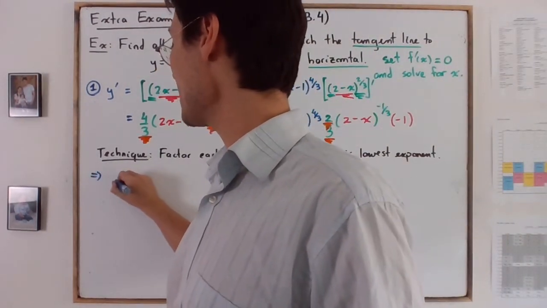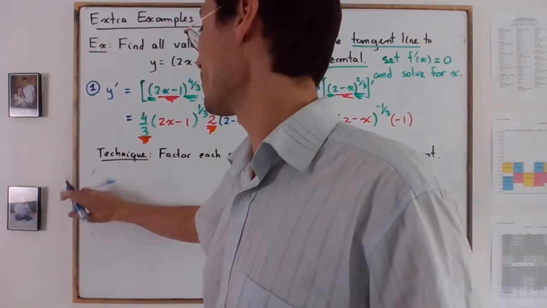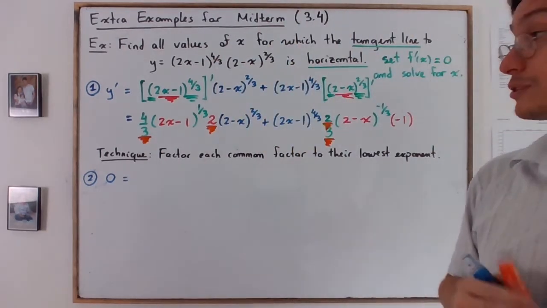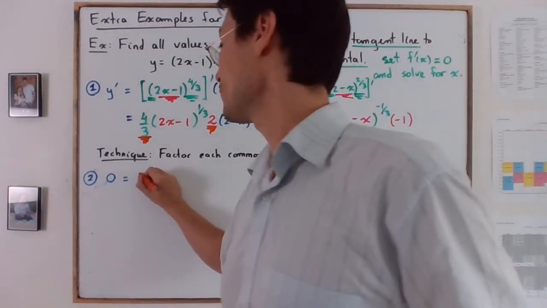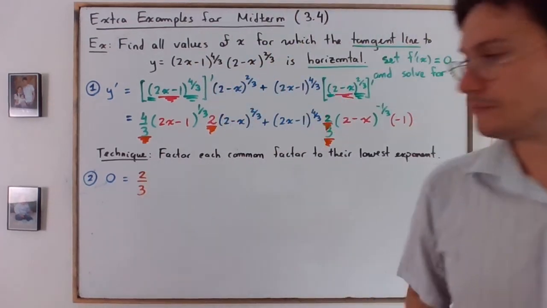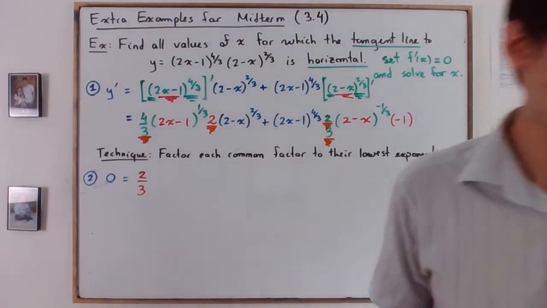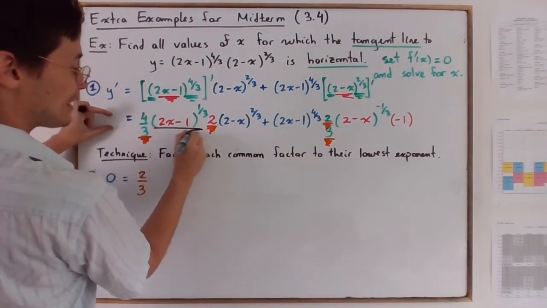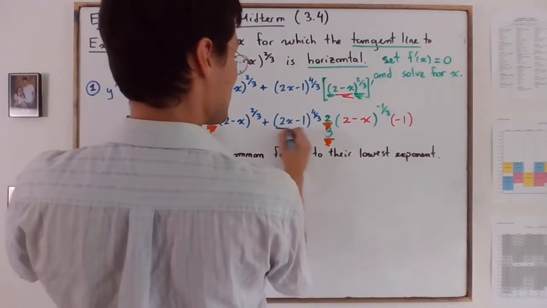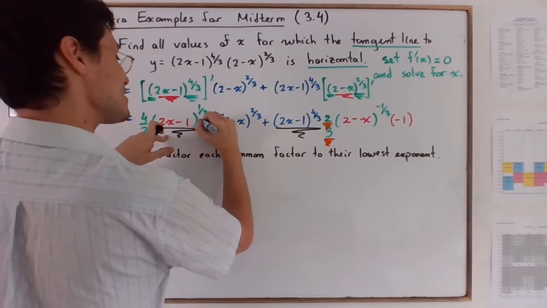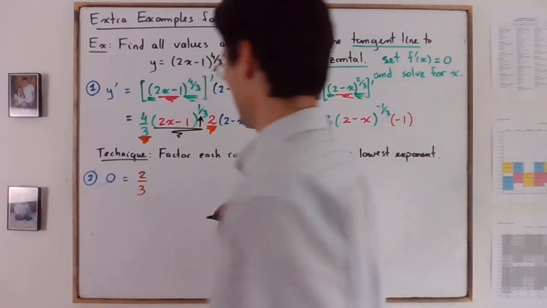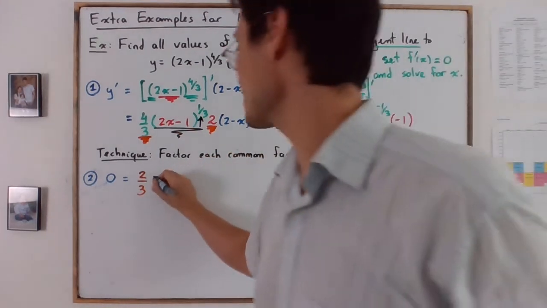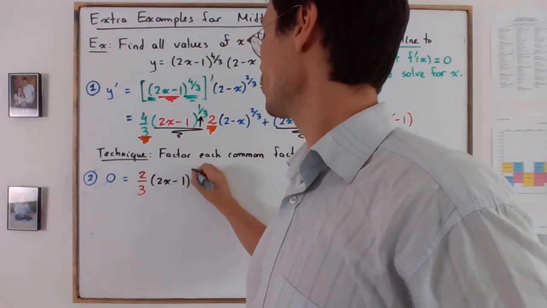Let's already make it equal to 0. That would actually be step number 2. So step number 2, we have that 0 is equal to, and I will use that step to factor out the 2/3, just the number. Next, we have these common factors of 2x minus 1. There's one here and there's one here. The lowest exponent is 1/3. So let's take it out. We have (2x minus 1)^(1/3).